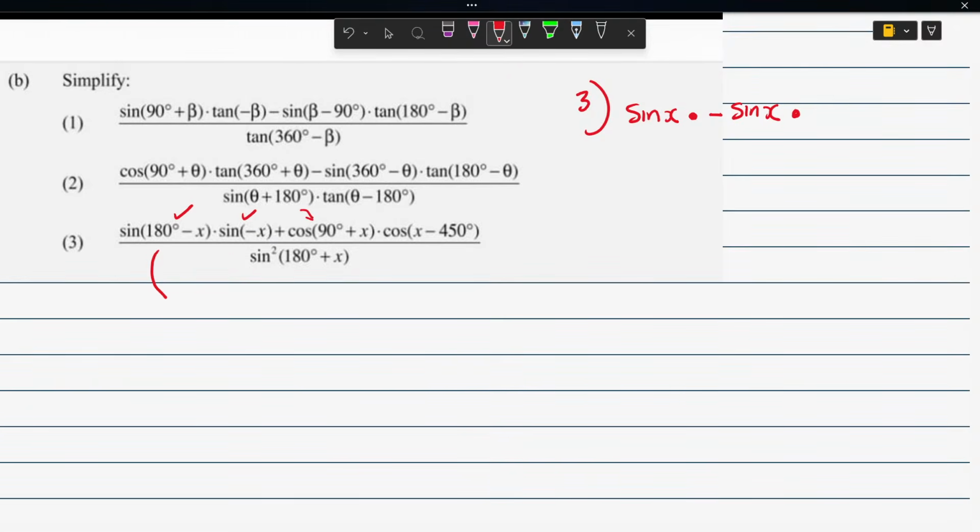Now, what about this? You put 30 where there is x and press your calculator. Remember, 90 is a cofunction. Therefore, this will be negative sine x. Why negative? Because it's a cofunction, right?